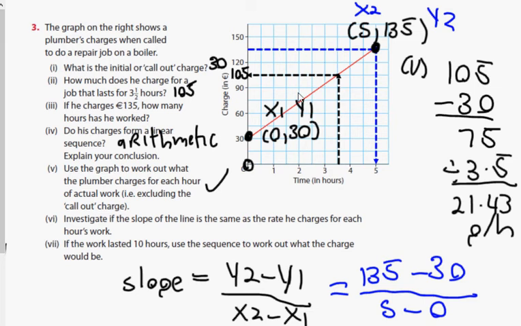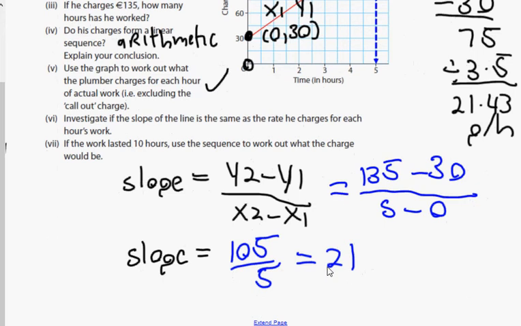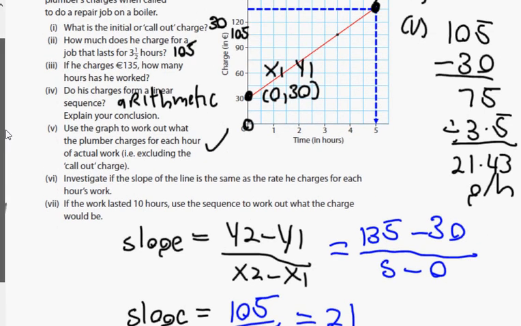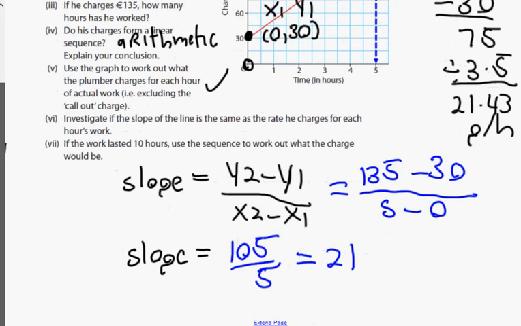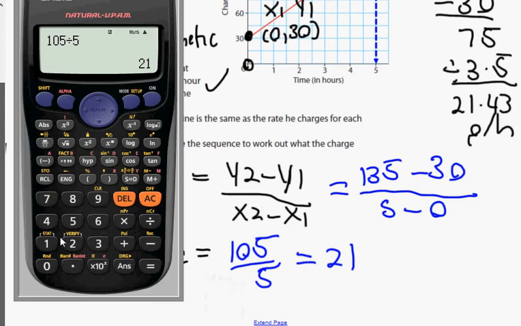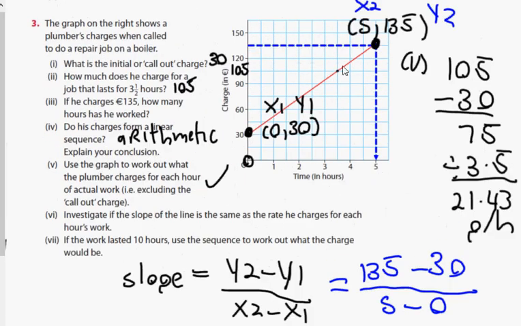Okay, so let's have a look and see what might have happened here. 3.5 hours is €105. Okay, so we said 3.5 hours is €105. If the slope is 21, 3 hours is how much? 21 by 3.5, guys. And then add on 30. So, as it turns out, what we thought was 105 wasn't actually 105. It was just under needed.